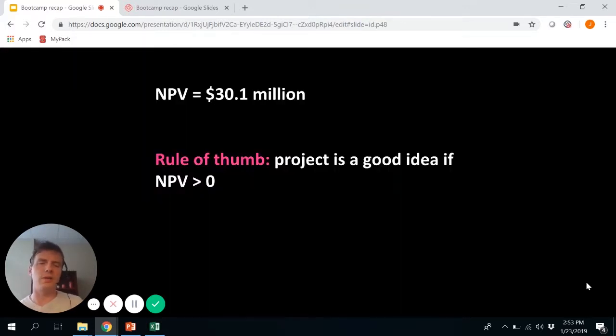So to calculate the net present value, we would just add up that column of discounted profits, and what we would get is $30.1 million. So a positive net present value. Remember, the rule of thumb is that a project is a good idea if the net present value is greater than zero, and it's a bad idea if the project's net present value is less than zero. So in this case, it at least passes the initial test. It has a net present value of greater than zero.